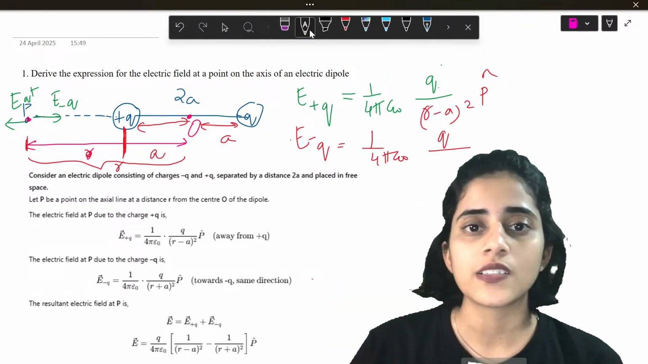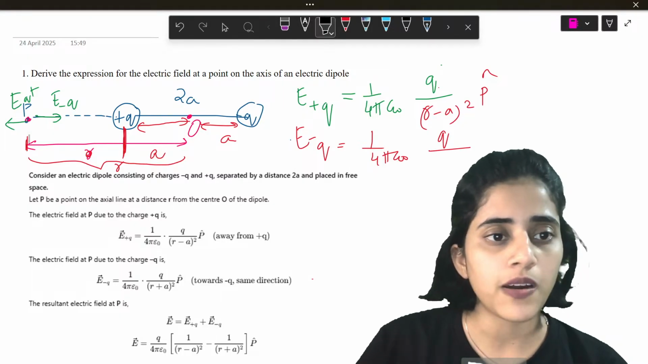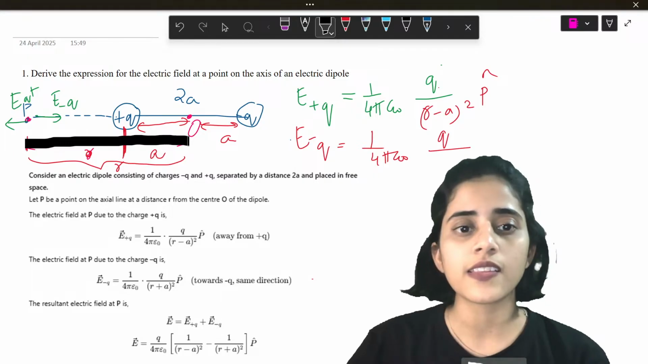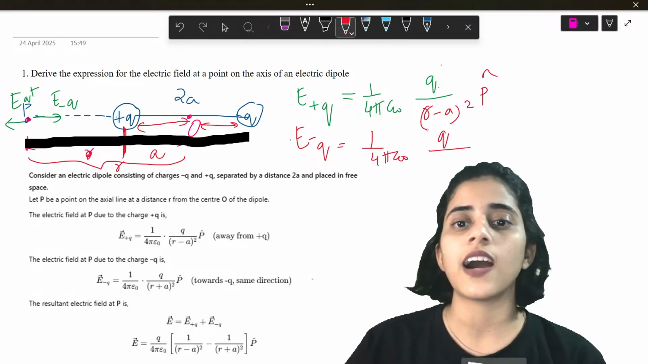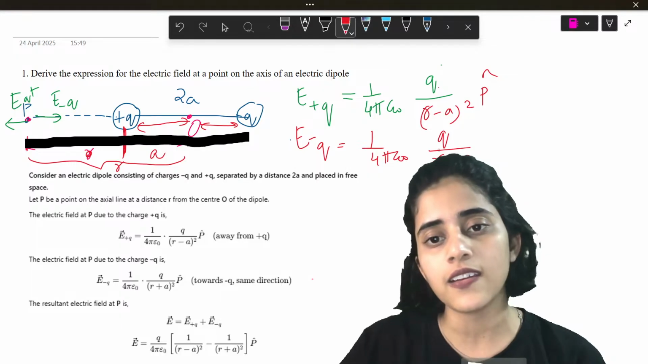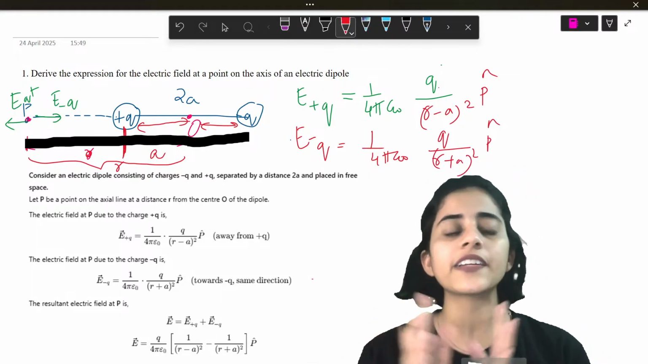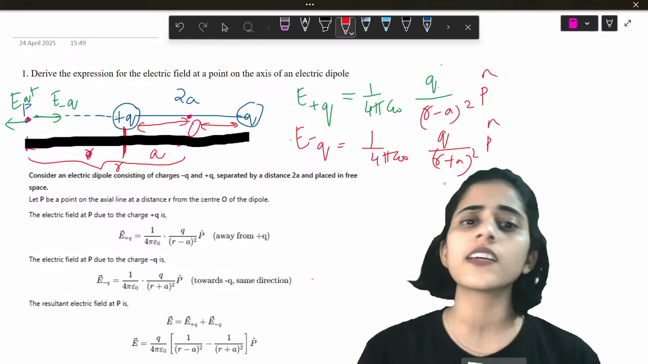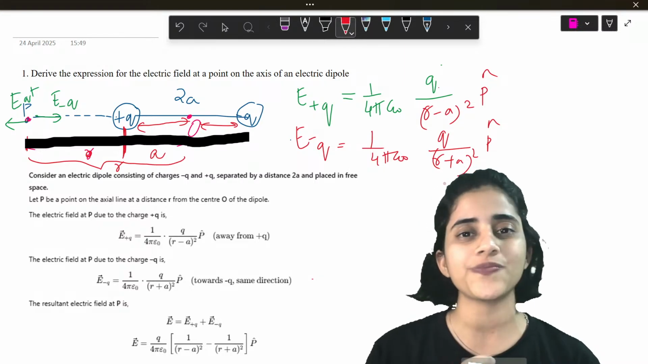From minus Q till here is R, then till here is A. So totally it is (R plus A) the whole square, P cap. Now the resultant field at point P will be what? Should you add the electric fields or subtract the electric fields?